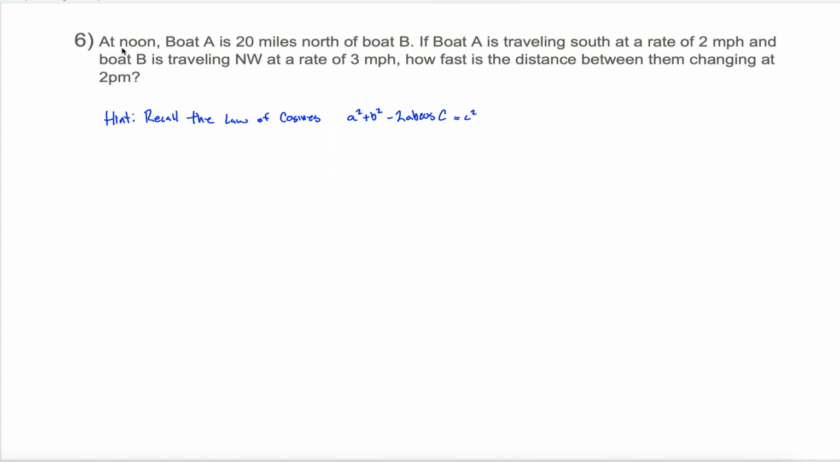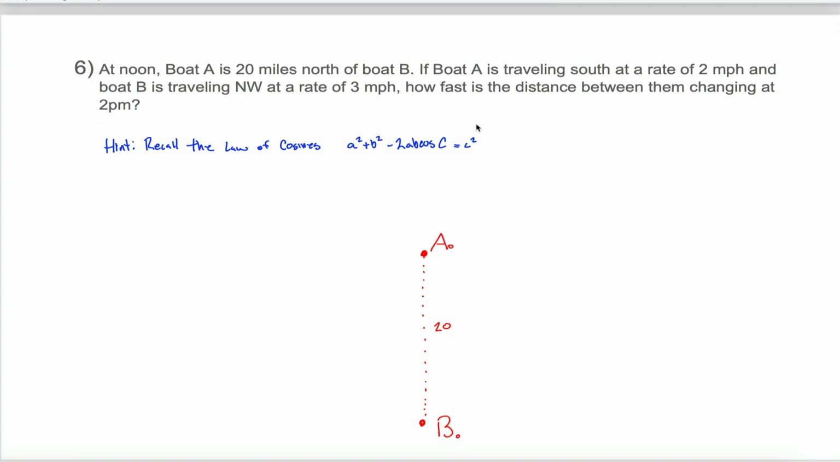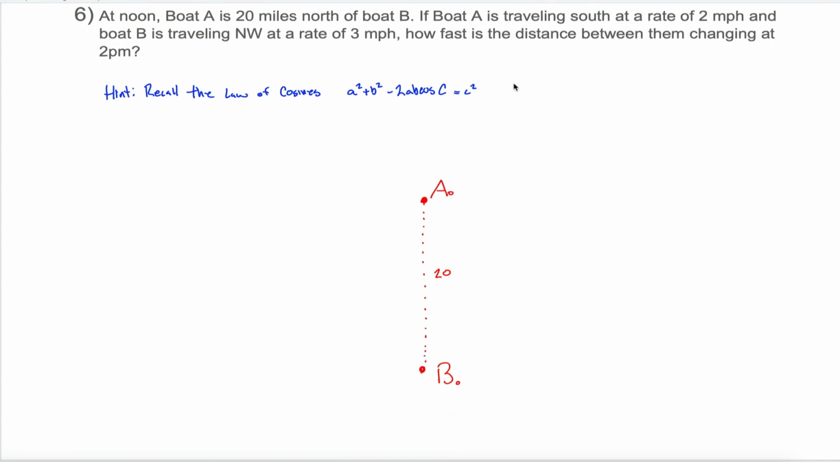So what's going on is at the starting point at noon, boat A is 20 miles north of boat B. So I don't know, maybe this is boat A, we call it like A naught or something. And then way down here, 20 miles south is boat B. Call that B naught. And the distance between these boats is 20 miles, I'm guessing. Yeah. What makes this challenging is these boats don't stay stationary.